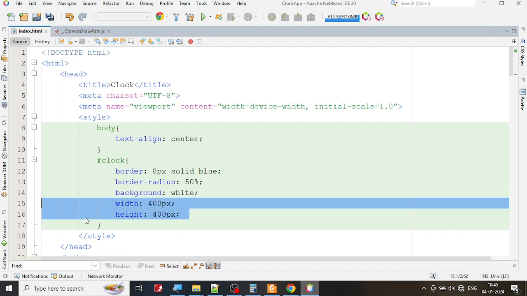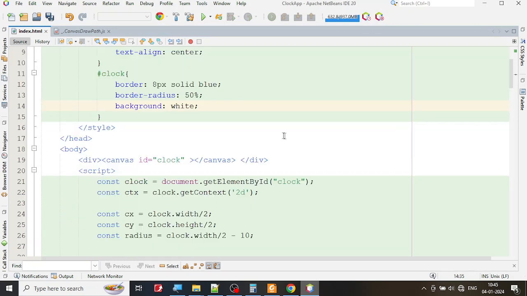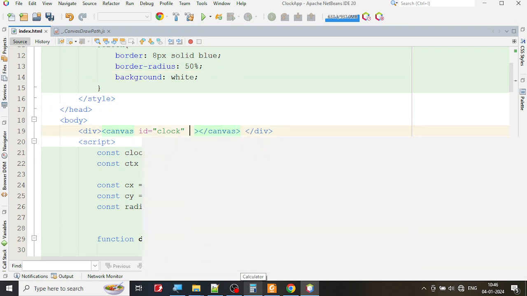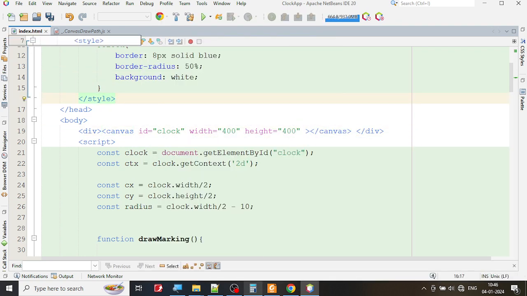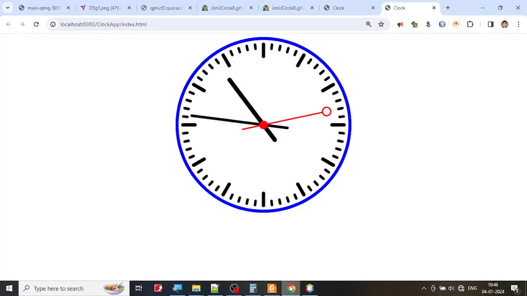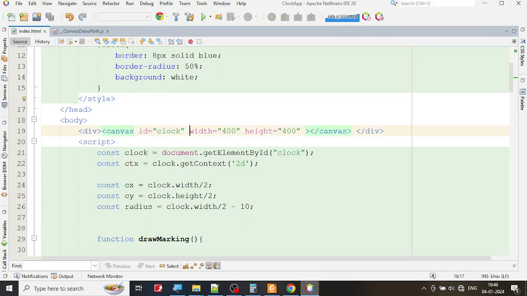So I am going to delete this one. Don't do it for the style, do it for the canvas element itself. So let me do it with the canvas itself. I'm going to just paste it for the canvas. Remember, if you set it at the wrong place during the examination, you are setting the height and width properly, but you will not get this effect. So always set width and height for the canvas itself, not in the style sheet. Don't put it in CSS, you won't see the effect.